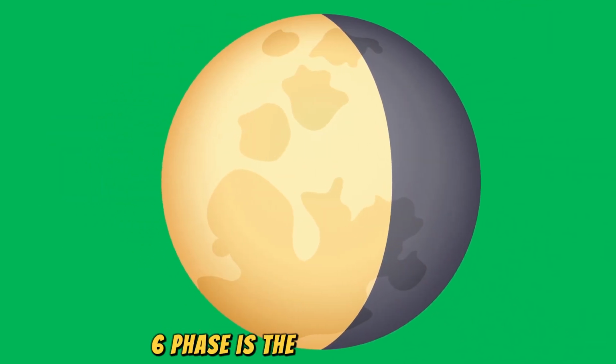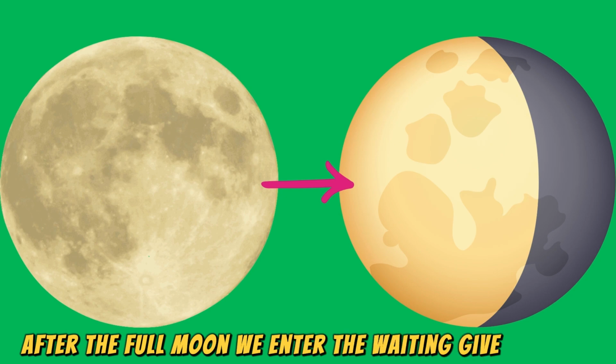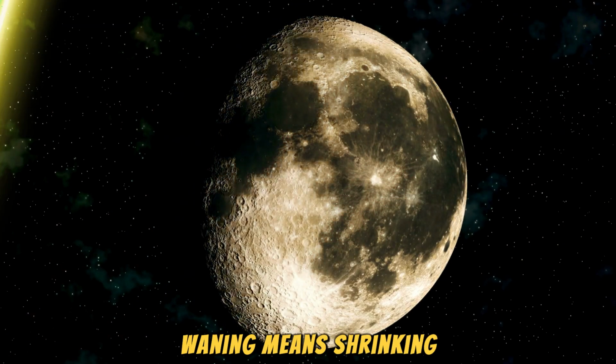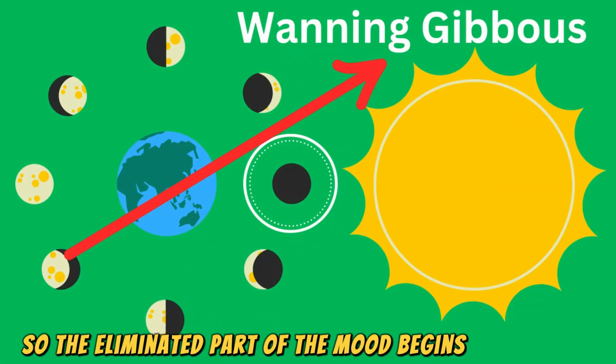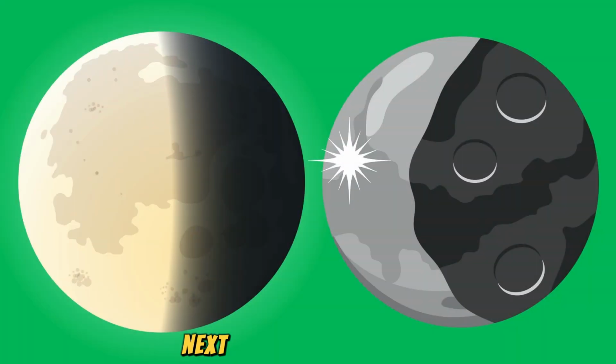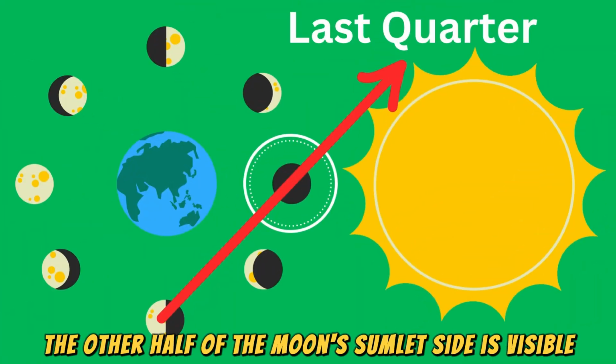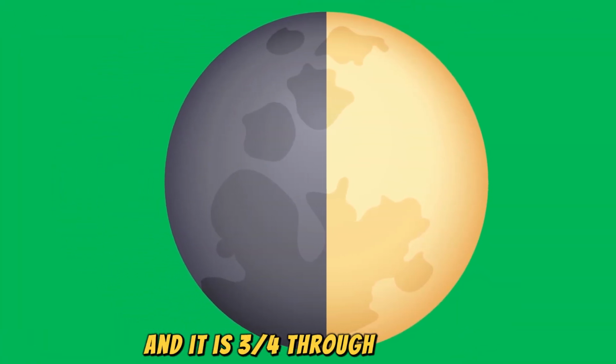Sixth phase is the Waning Gibbous. After the full moon, we enter the Waning Gibbous phase. Waning means shrinking, so the illuminated part of the moon begins to decrease. Seventh is the last quarter. Next is the last quarter, also known as the third quarter. Here, the other half of the moon's sunlit side is visible, and it is 3/4 through its orbit.